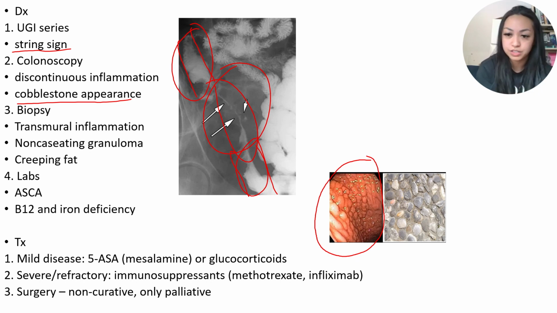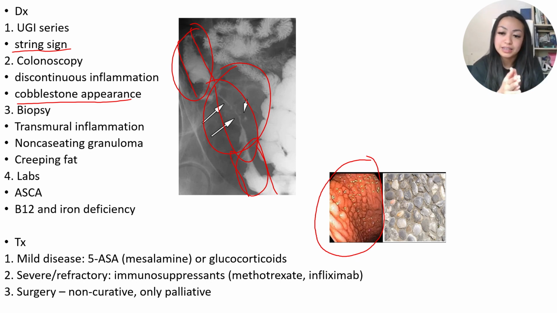Okay. In terms of labs, ASCA positive and B12 and iron deficiencies. So that's pretty straightforward for diagnosis. In terms of treatment, how do we treat Crohn's disease? To treat Crohn's disease, it depends on the severity of the disease. If we have a mild Crohn's disease, you can give them 5-ASA.